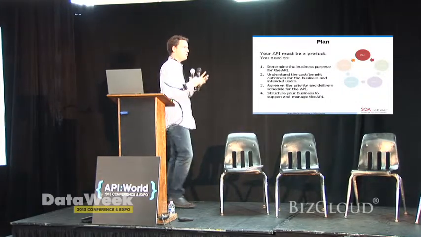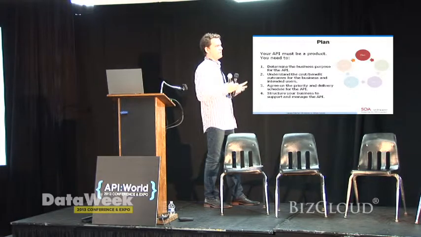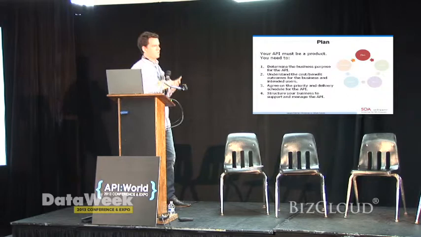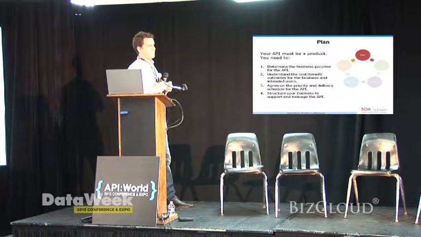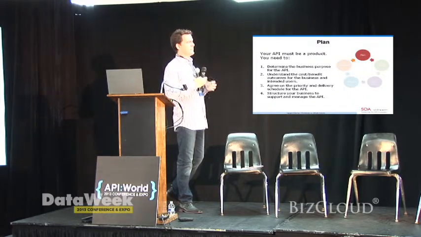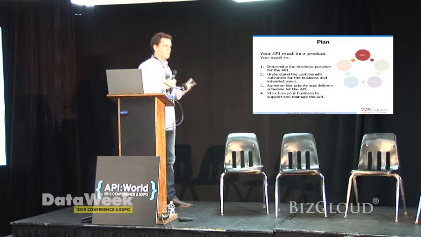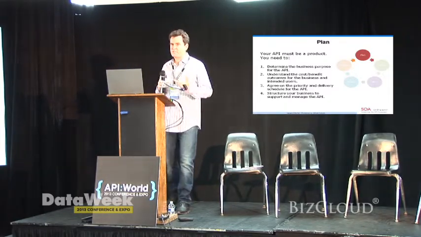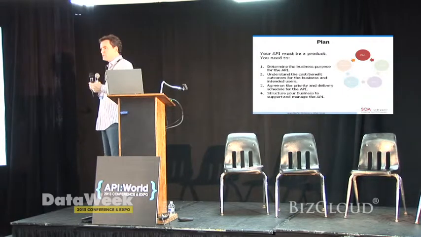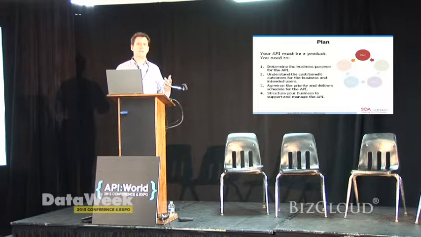It's something that you go out, you market, you package, you productize, and you launch to your partners as if it was a motor car or a new consulting service or whatever the case might be. So when you plan, you need to plan for productizing that API. You need to determine the business purpose for that API. You need to understand the cost and benefit outcomes for the business as well as for the intended users. You need to agree on the priority and schedule for the delivery of that API. And you need to structure your entire business to support that API.